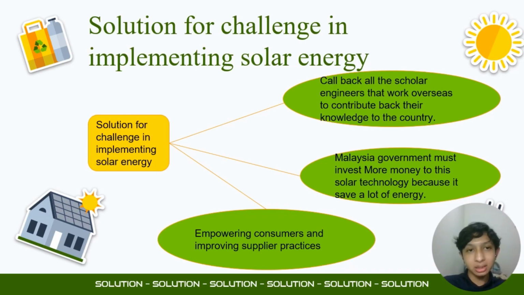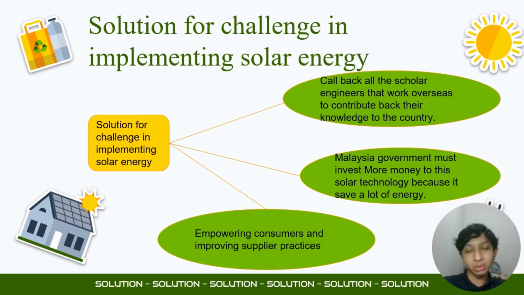So the solution to the lack of technology is that the Malaysian government needs to spend more money on solar technology. This is because solar energy can save a large amount of energy. Solar energy is also a clean and environmentally friendly power source. So investing in solar energy helps mitigate the environmental impact of the traditional energy sources, reducing air pollution and gas emission.